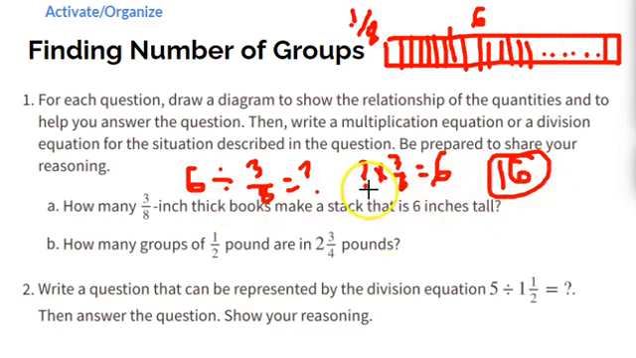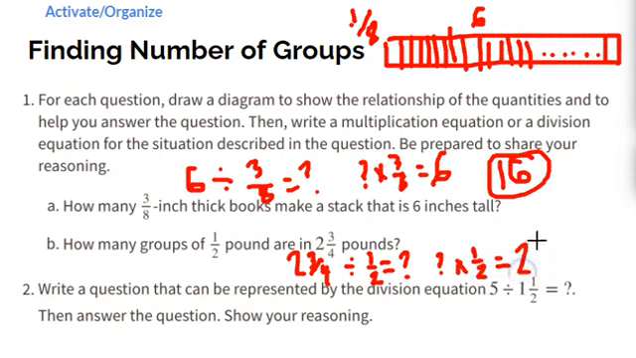Can we prove it? Sure. 16 times 3/8 would give us 48/8, which 48 divided by 8 gives us the 6. What about here? How many groups of 1/2 pound are there in 2 3/4 pounds? First let's think about the division: 2 3/4 divided by 1/2 gives us our answer. Or we can think of it as our answer times 1/2 gets us 2 3/4.